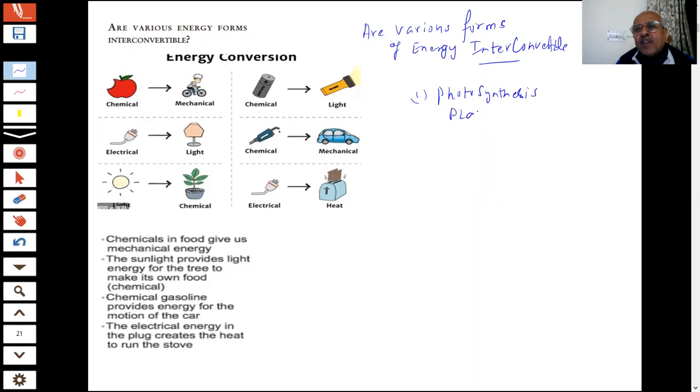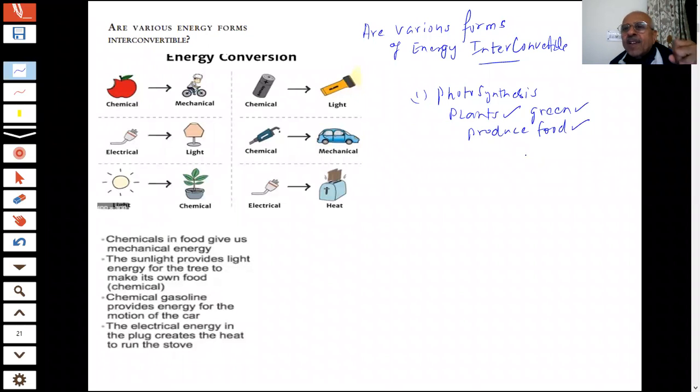How are the plants manufacturing their food, students? Green colored plants, what are they doing? How do they produce their food? Through the process of photosynthesis. What reaction takes place in photosynthesis? What are they absorbing? Carbon dioxide is there, water, sunlight, and chlorophyll, the green pigment, students.